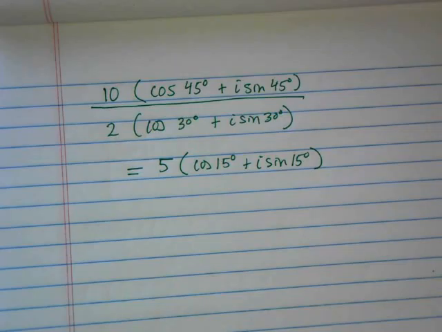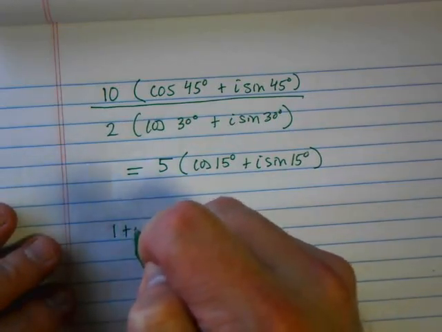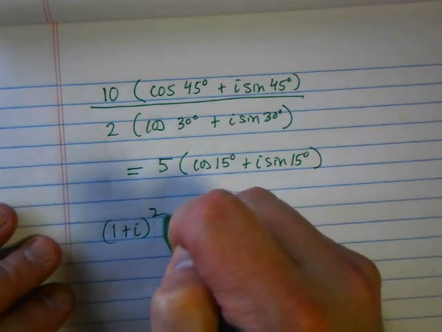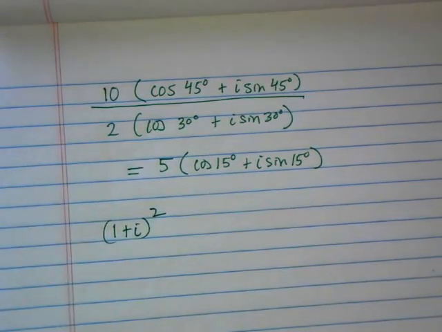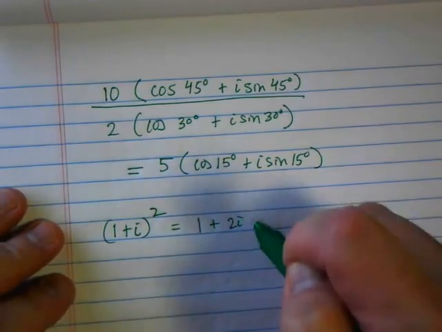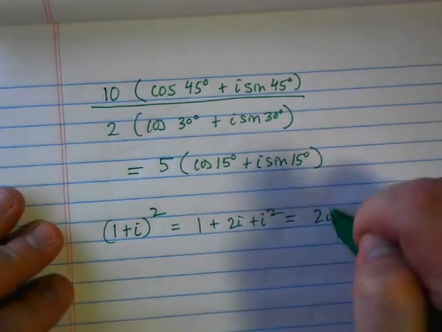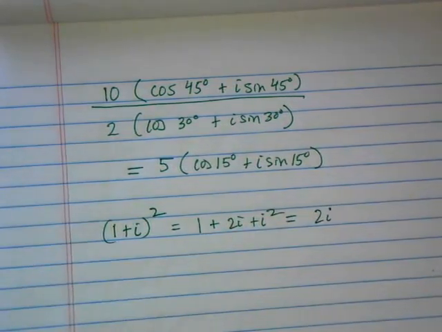The other big advantage of complex form is exponents. What if I asked you to take 1 plus i and square it? What would you have to do? You have to do FOIL. All right. So that would be 1 plus 2i plus i squared. That would be 2i. Not too bad, right?